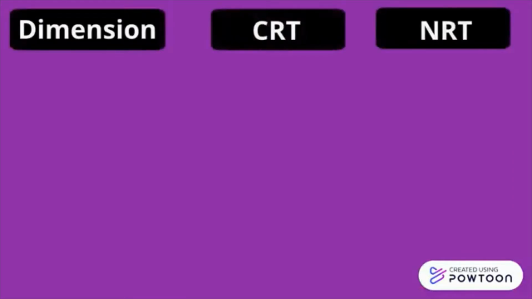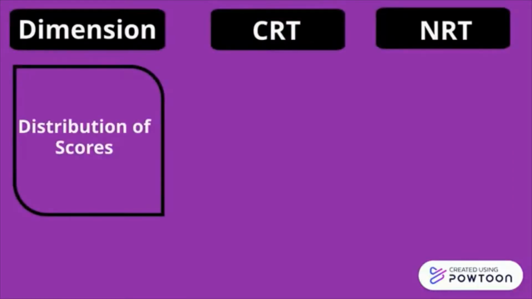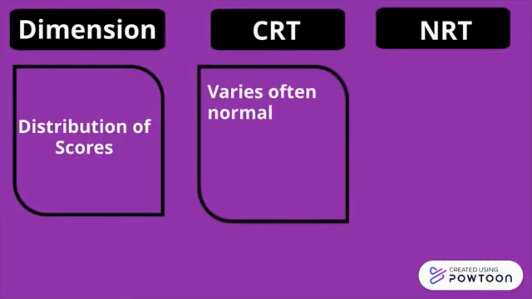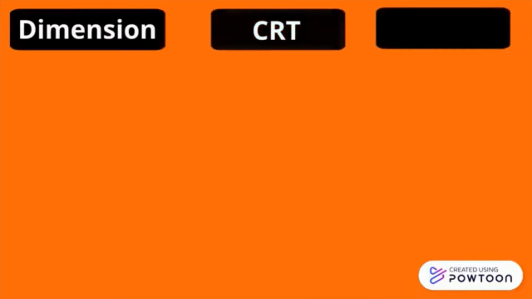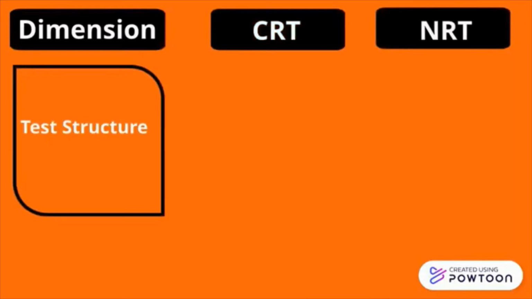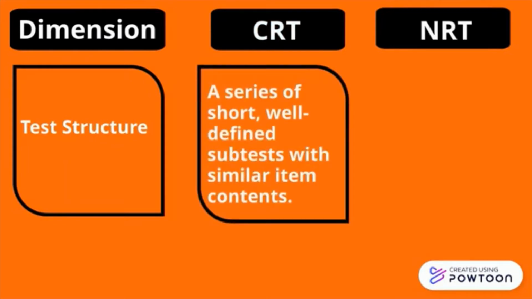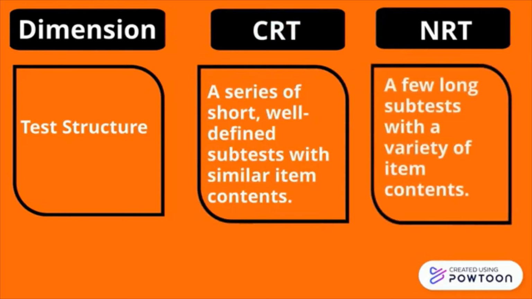Distribution of scores. In CRT, it varies, often normal, while in NRT, normal distribution of scores around the mean. For that dimension, test structure. In CRT, there's a series of short, well-defined subtests with similar item contents, while in NRT, a few long subtests with a variety of items.